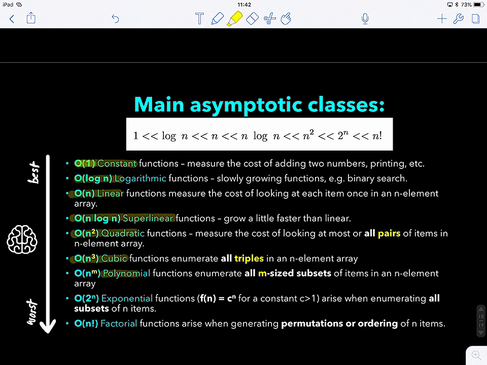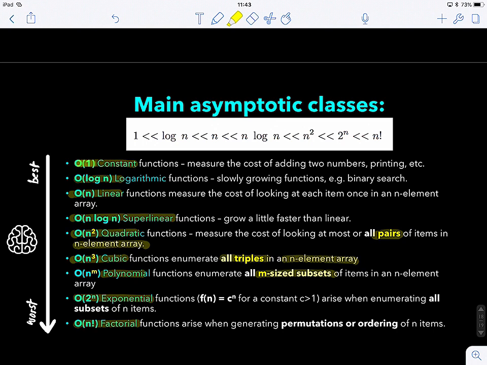This is general polynomial. Quadratic means we measure the cost of looking at all pairs of items in an n element array. We're looking at all possible pairs in an n element set. Cubic is all triples in an n element array. Polynomial of order m is all m-sized subsets in an n element set, right? Then we have exponential, and factorial. So these are the different classes.